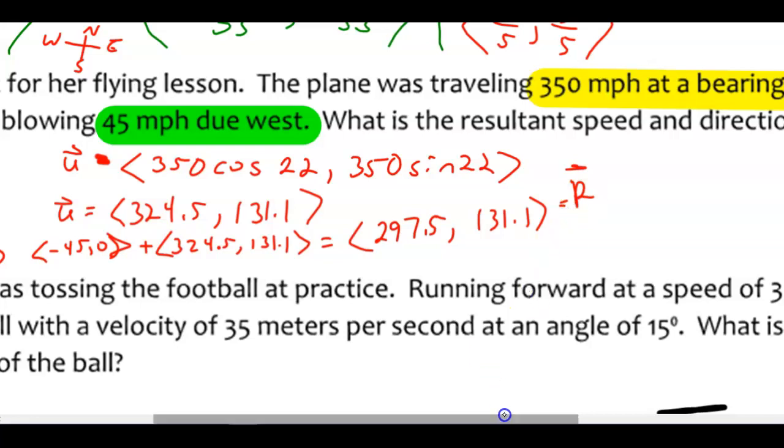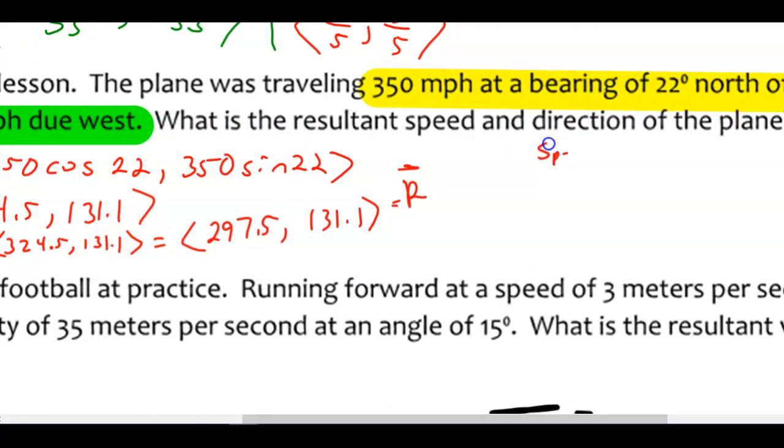So now we got to find our speed. Well, if you remember, speed is the magnitude of vector R. So I'm going to do the square root of 297.5 squared plus 131.1 squared. And I'm going to do it all in one. Actually, let me pull up the calculator on my computer.